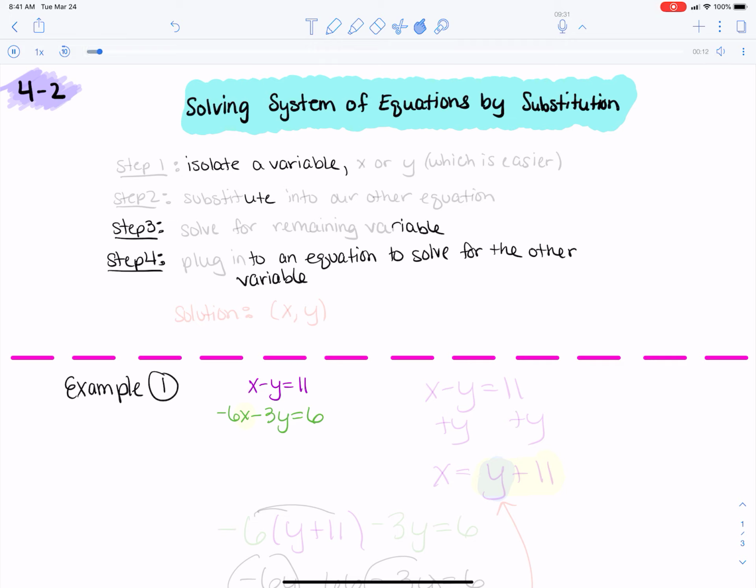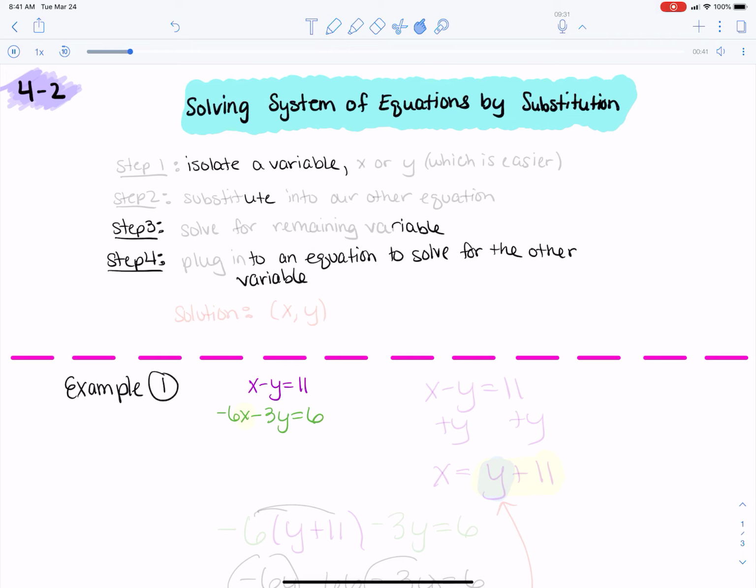Today we're going to talk about 4-2, solving systems of equations by substitution. I want you guys to think about how we're solving these. We're solving it by substitution, so think about what the word substitution means. For instance, when I'm absent and you guys have a substitute teacher, that teacher is there replacing me for the time being.